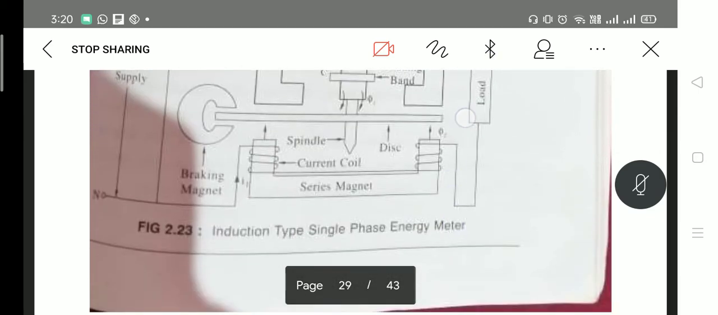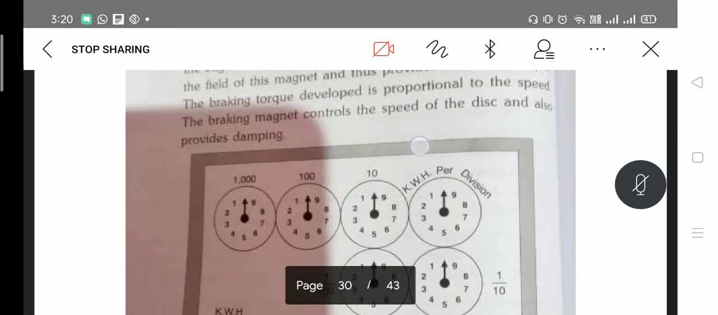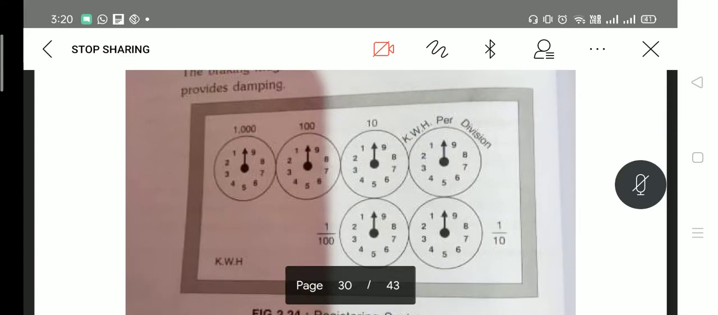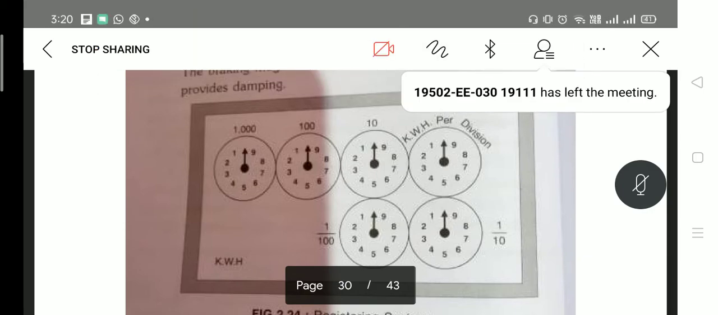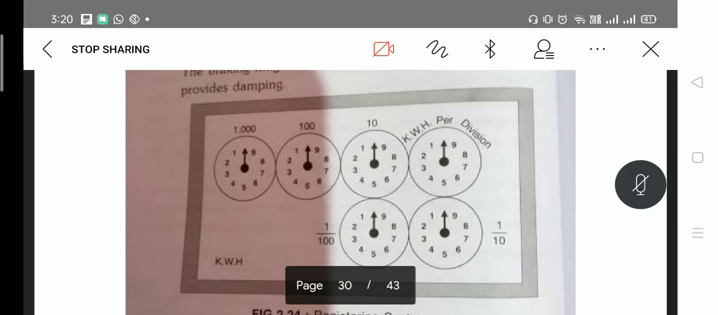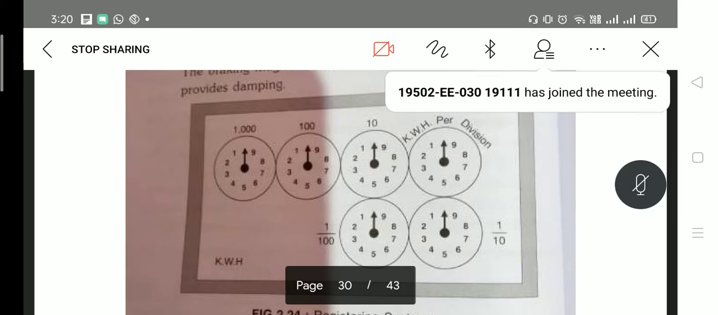We can see here the divisions in this meter. In the energy meter we have 1 to 10 divisions. The dials are marked with 10 equal divisions. We can indicate the energy consumed directly in kilowatt hours. How many revolutions do we get? We can count the revolutions per minute. In 1 minute, how many revolutions are we getting?